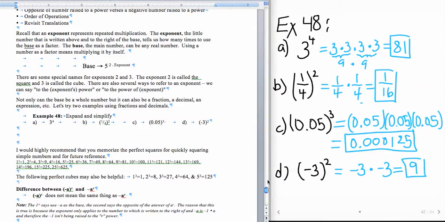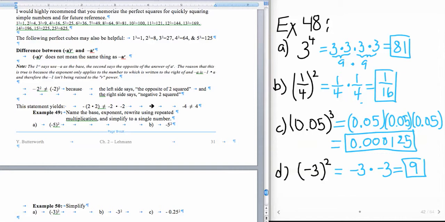Now we want to make sure that we know the difference between a negative number being raised to a power and the opposite of a number to the power. They don't necessarily mean the same thing. The opposite of 2 squared does not equal negative 2 squared. So the left side, the opposite of 2 squared, looks like this. The opposite out here, and then 2 times 2. And the right side looks like the negative 2 times the negative 2. So you see negative 4 doesn't equal positive 4.